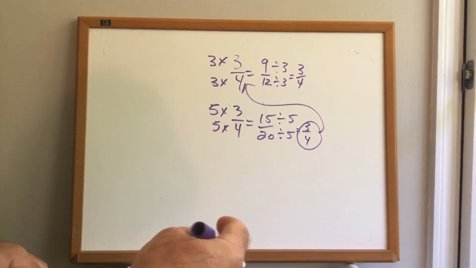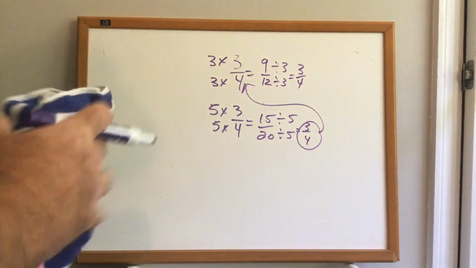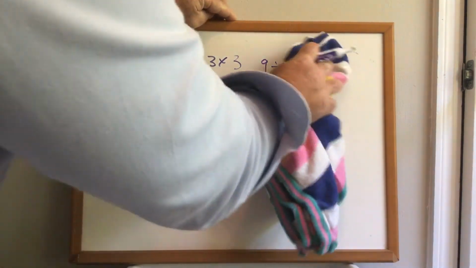Don't make these any harder than they already are, okay? Because there's going to be things in math that are going to drive you bonkers, and this is not one of them. Equivalent fractions are generally pretty easy.